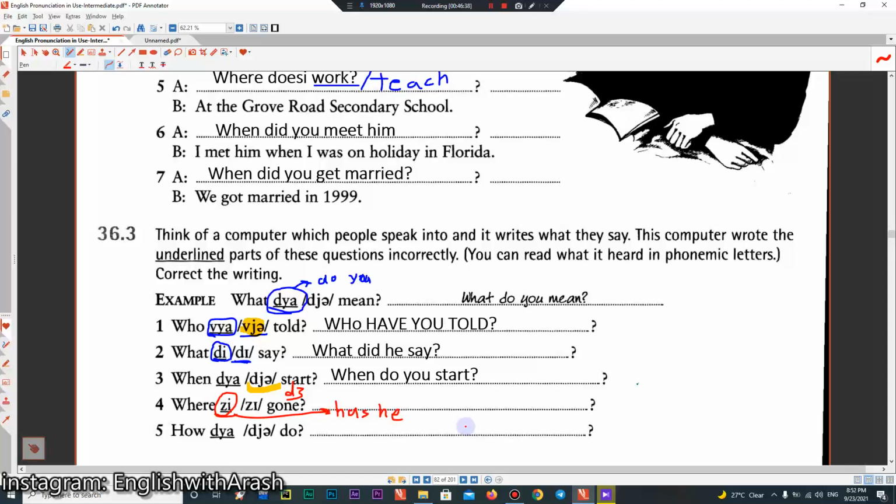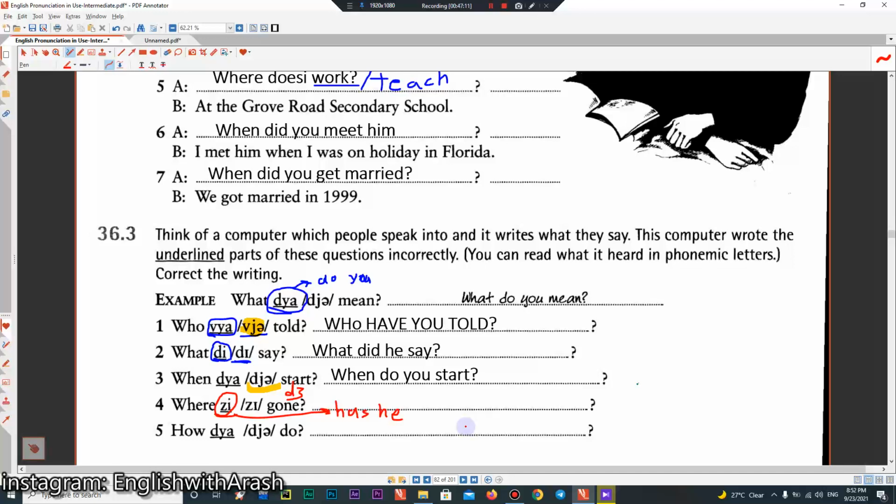Number 5, how do. What do you think about it? How did you do? How has he do? Good Lale. How has he gone? Where has he gone? How do you do? Okay, Puyan says how did you do? Mariam says how do you do?